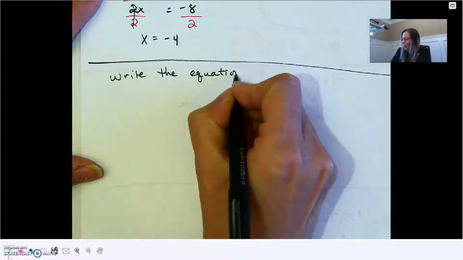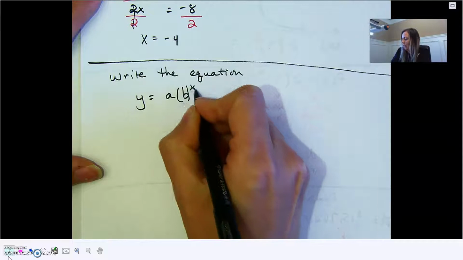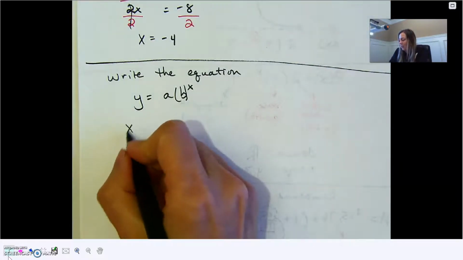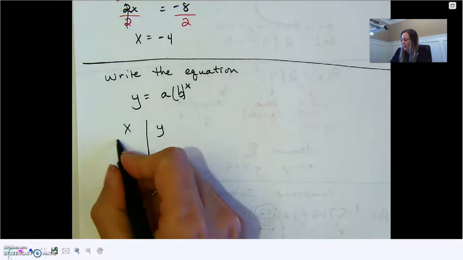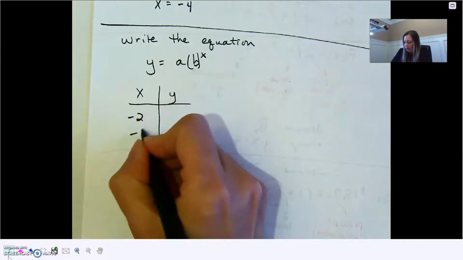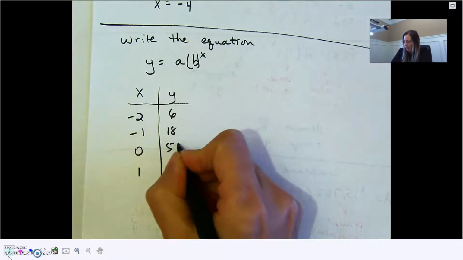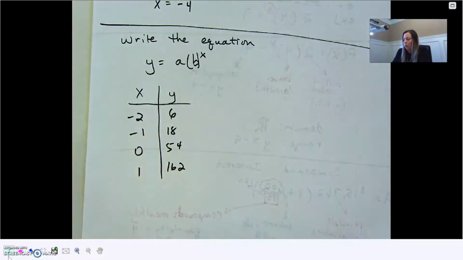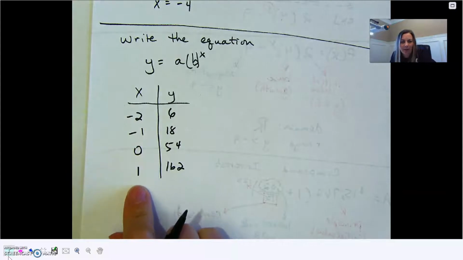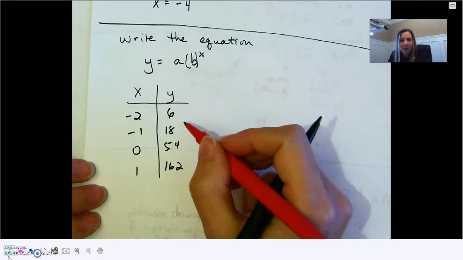All right, write the equation. So we've got the equation a b to the x. That's the general form of these exponential equations. You're going to be given a table, and this is what we were doing yesterday. Let's say we have x values negative 2, negative 1, 0, 1, and y values 6, 18, 54, 162. Remember, the x values are kind of boring. It just goes one after the next. It's the y values that you're going to see the pattern, and you're going to be able to see that rate.